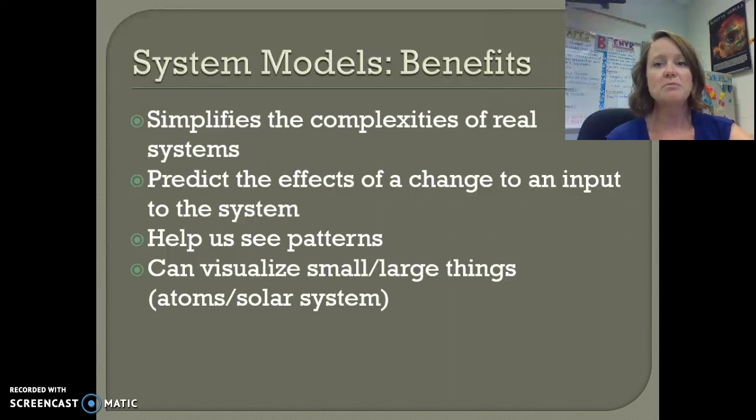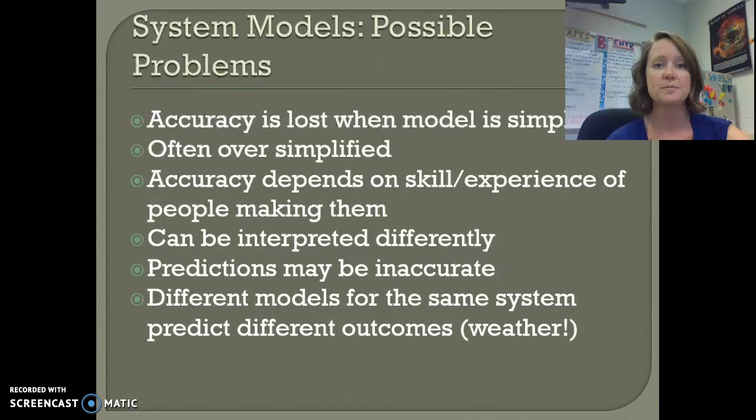So the benefits of using models is they are a way to simplify the complexities of real systems. They help us predict changes, so in a model, we can change the inputs to predict the outputs. We can use them to see patterns, and they help us to visualize either things that are very small or things that are very large.